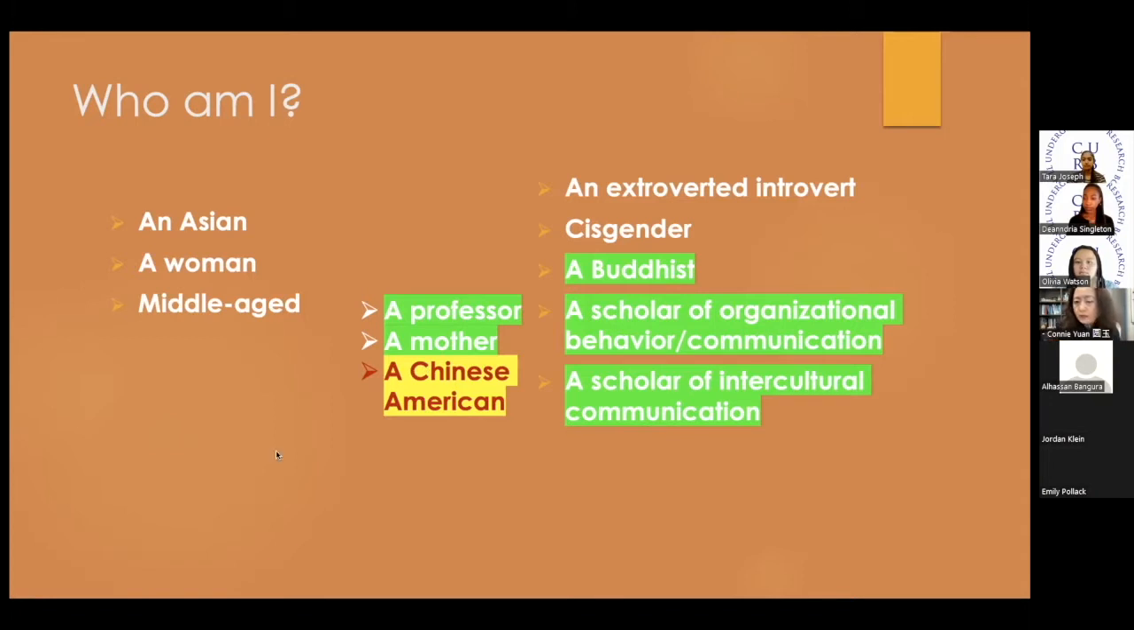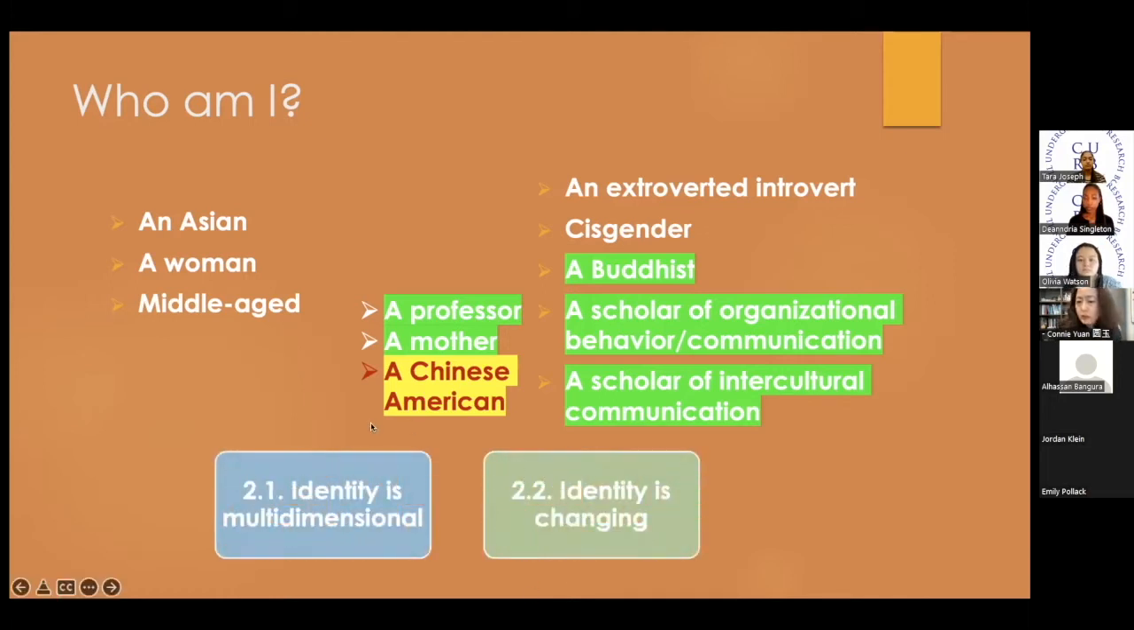I put Chinese American in a different highlight, which I will explain later. That is again an acquired trait. I was born and grew up in China. I was Chinese, but became a naturalized citizen around 10 years ago. So now I'm a Chinese American. That is again an acquired attribute of who I am.